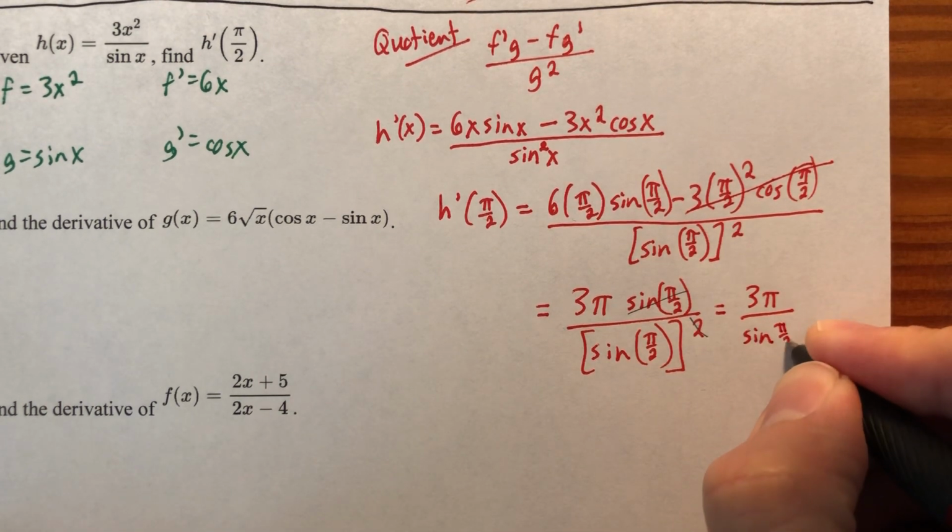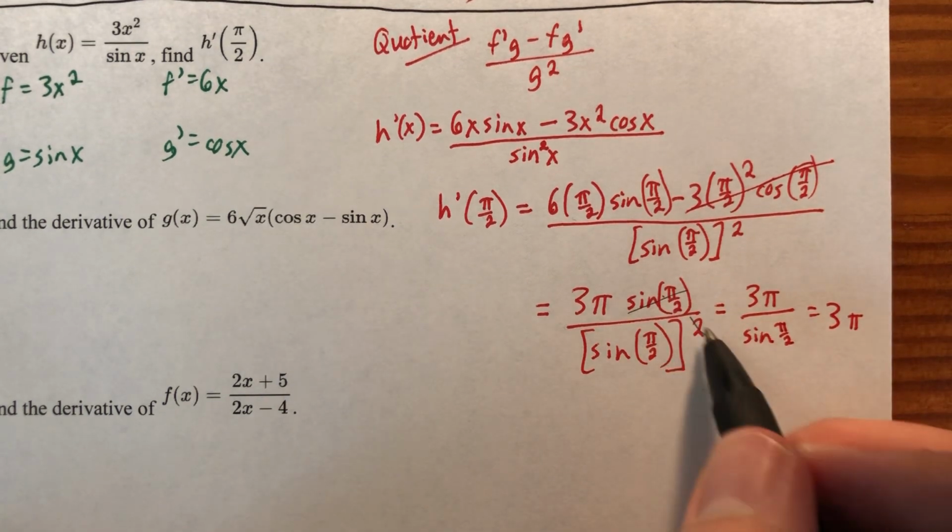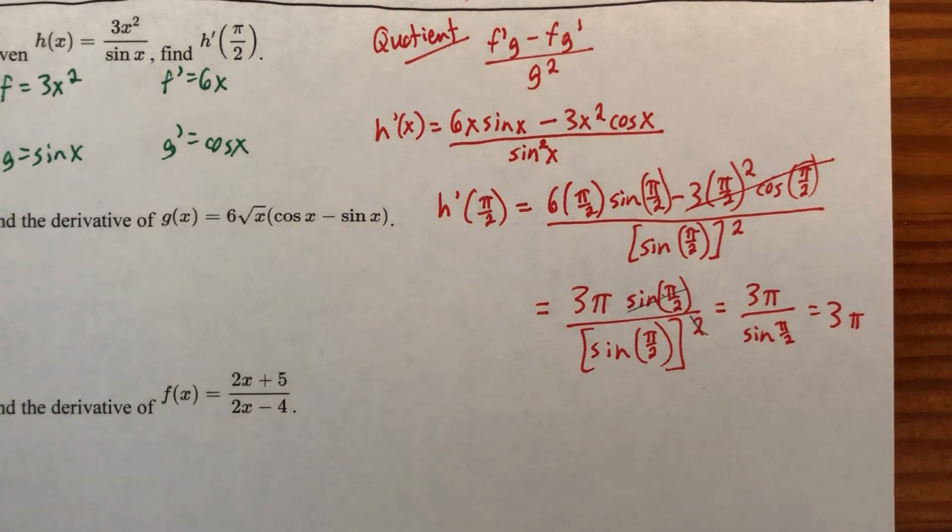Sine of pi over 2 is 1, so it truly is just 3 pi, and I didn't have to do all this reducing that I did, but it was fun. See, wasn't that fun? Yes, you know it's fun.